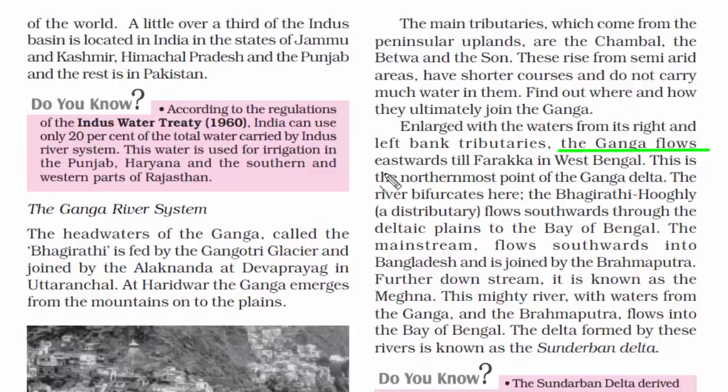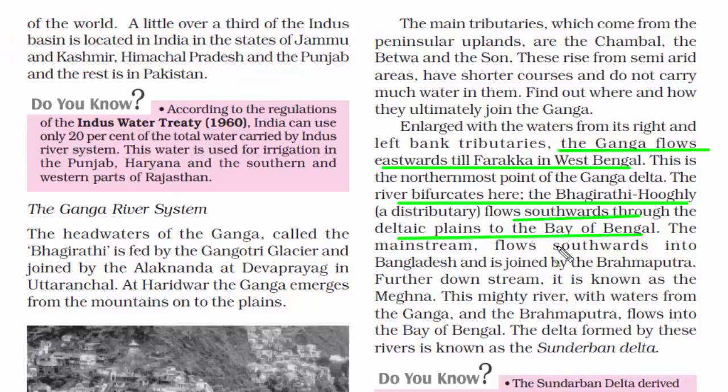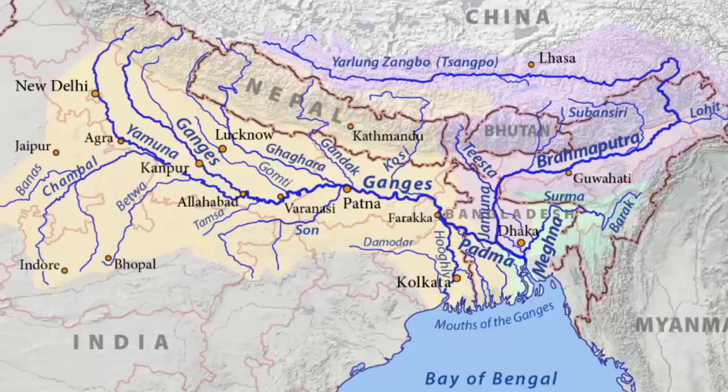The Ganga flows eastwards till Farakka in West Bengal. Here the river is divided. Hooghly, being one of the distributaries, flows southwards through the deltaic plains into the Bay of Bengal. And the main river Ganga flows towards Bangladesh and joins Brahmaputra and finally drains into the Bay of Bengal, and this region is called Sundarban Delta.